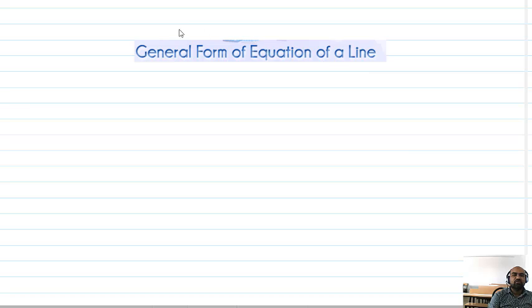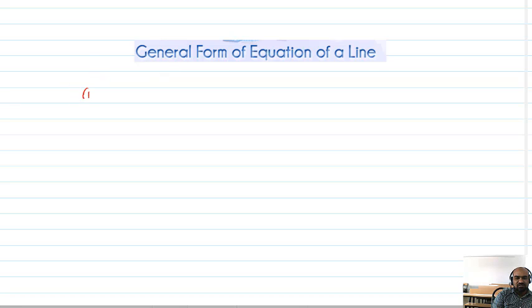Hello students, this is the 7th part of straight lines. Today I am going to explain two more forms of straight lines. One is called general form and the other is called normal form. First of all, I want to explain what the previous forms of a straight line are.